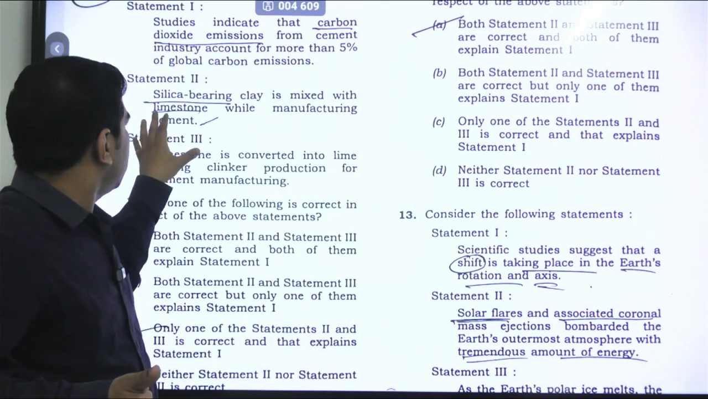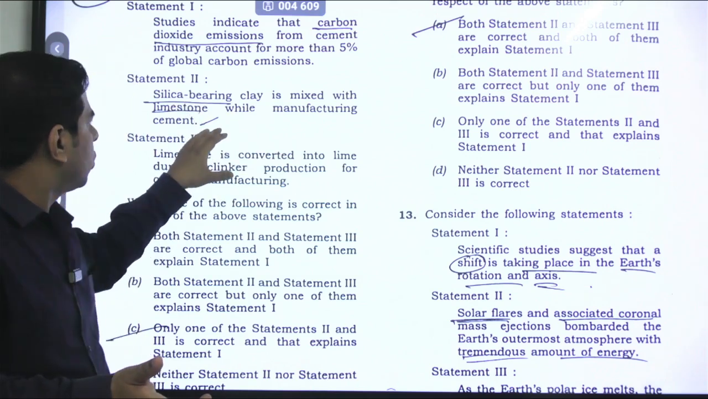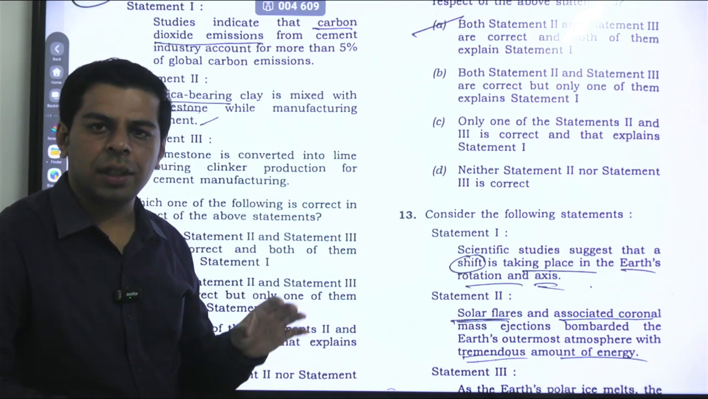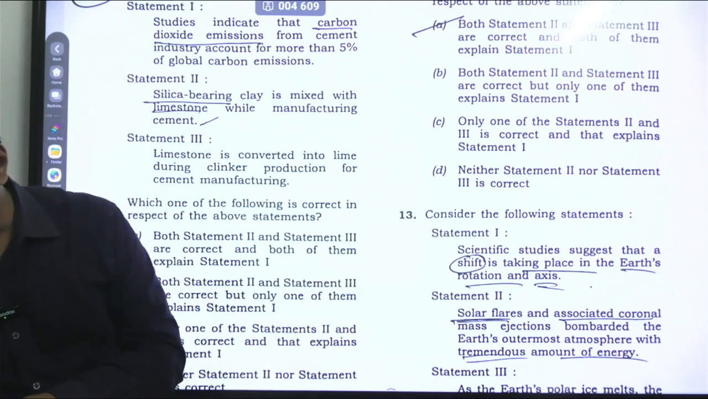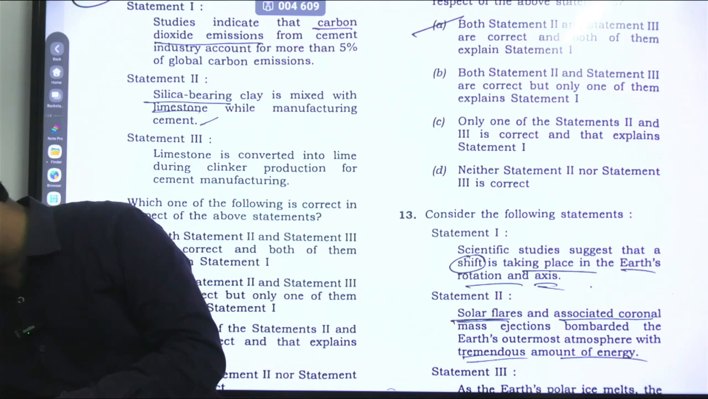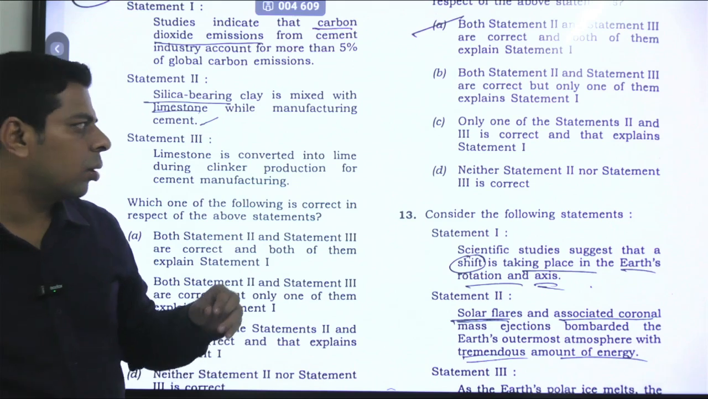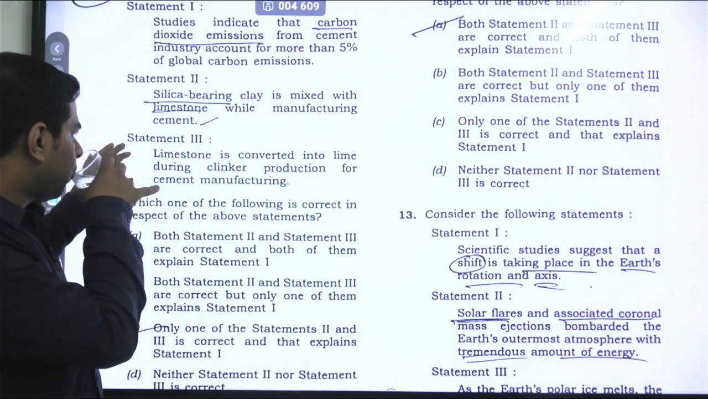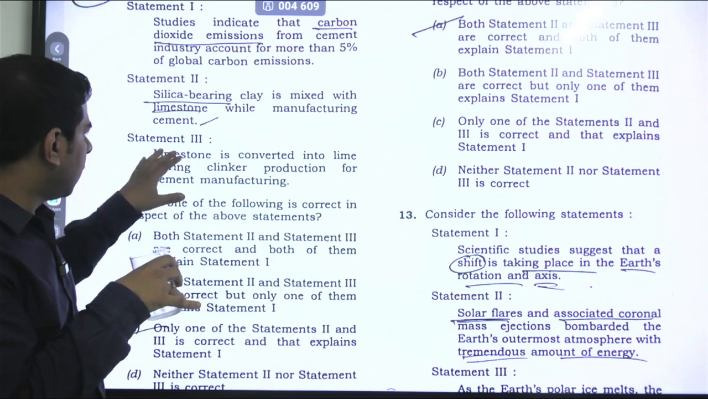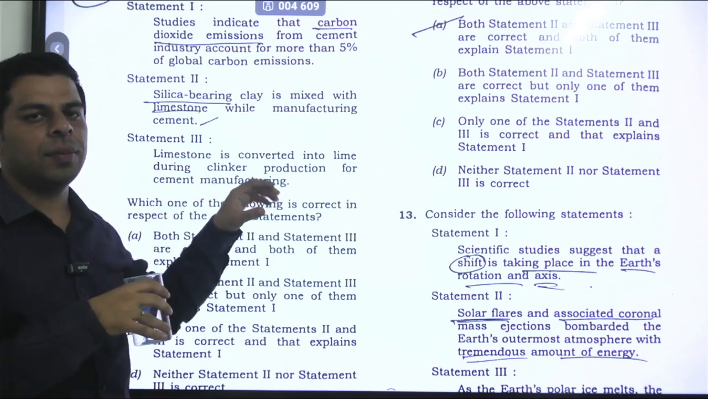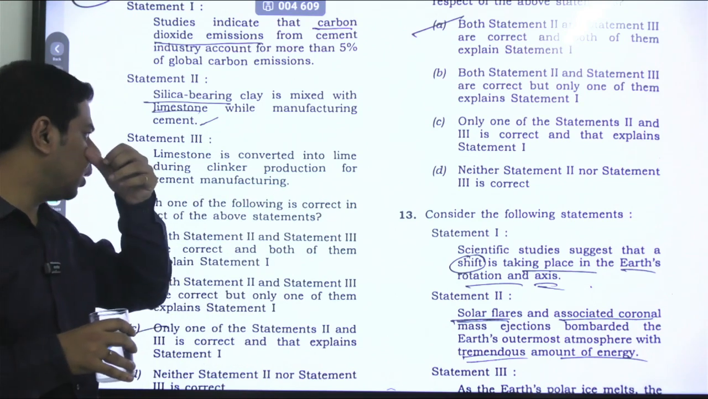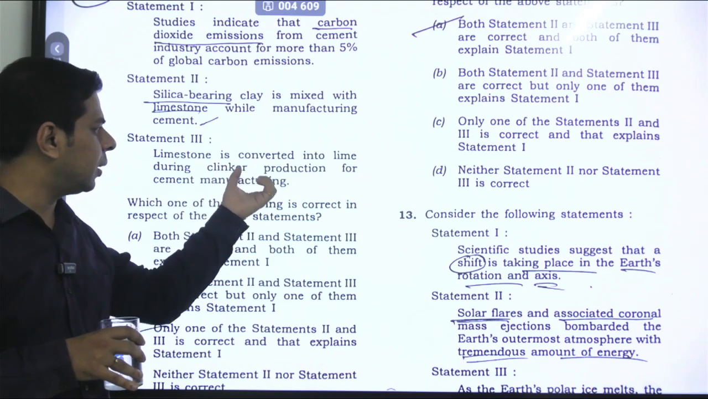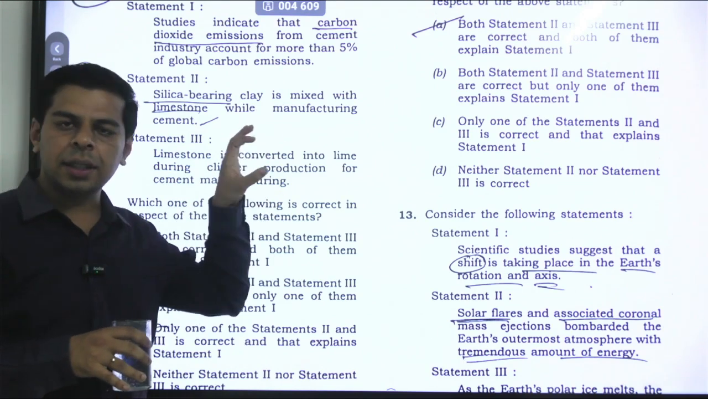In the second statement, silica-bearing clays are mixed with limestone while manufacturing cement. This is a Class 11 and 12 theme in which we covered these processes. So basically, the calcination process they are trying to highlight in the second and third options once again carries the correct explanation. And once again, the technical part: limestone is CaCO3, calcium carbonate. It's converted to lime, CaO, calcium oxide, during clinker production. Basically, once again, the calcination process has been written in statement form.